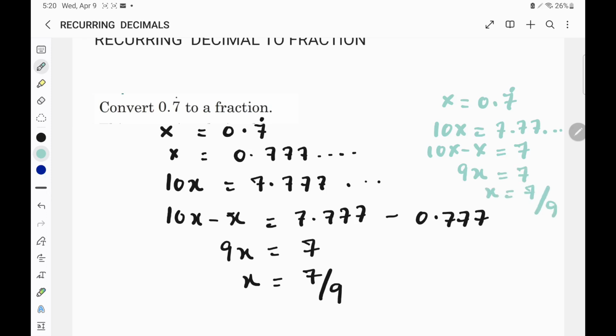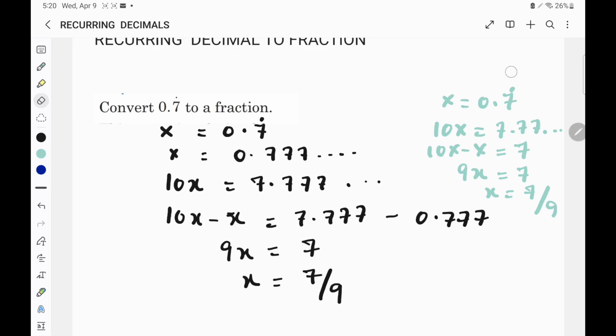In the next few examples, you will understand more easily why we subtract in some questions, and why we are not subtracting any number with 7 here, because there is no such number. Like if it were 0.27 recurring, then we would subtract the 2 from this number.